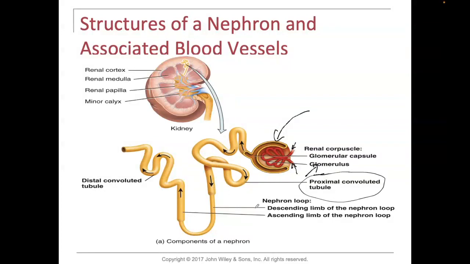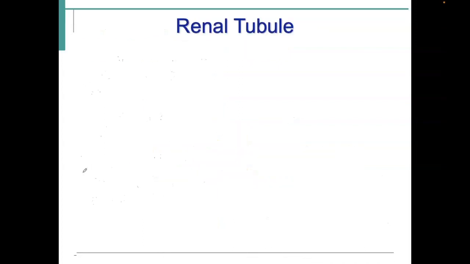Then you have your descending limb and your ascending limb of the loop of Henle. So that is the loop of Henle. As it goes down, that's the descending limb, and that's the ascending limb. Notice this is thinner and this is thicker. And then you're at the distal convoluted tubule, all parts of the nephron.